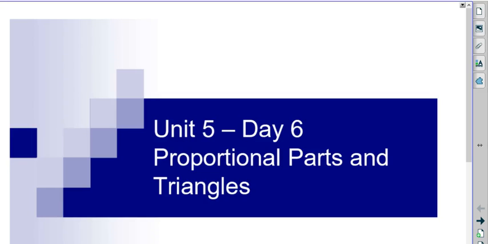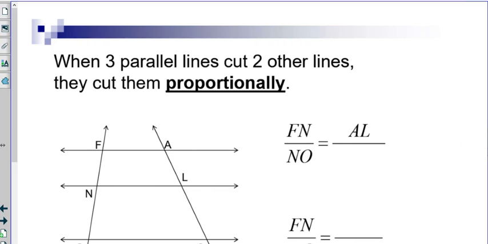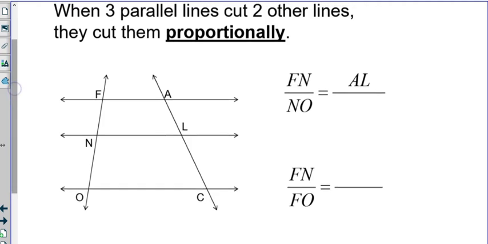All right, so this is day 6 of notes, and it's day 6 and 7 of practice. Basically, we're going to combine it into one, so it's really only one set of notes. But it's all about proportional parts and triangles. So, when 3 parallel lines cut 2 other lines, they cut them proportionally. All right?